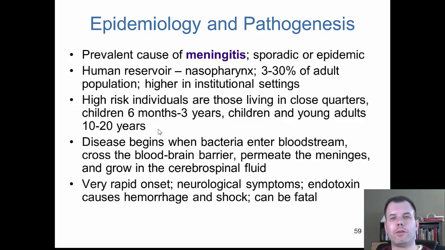Again, the disease begins when the bacteria enter the bloodstream. They can cross the blood-brain barrier, inflame the meninges, and then they get into the cerebrospinal fluid and cause infection in the spine. So the two typical symptoms that you feel are severe headache and a severe neck ache or backache associated with the bacteria growing in the spinal fluid. So again, this is a very rapid onset type of disease.